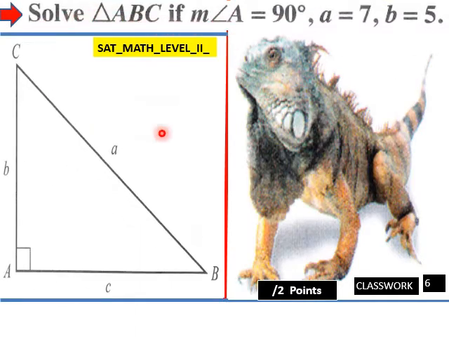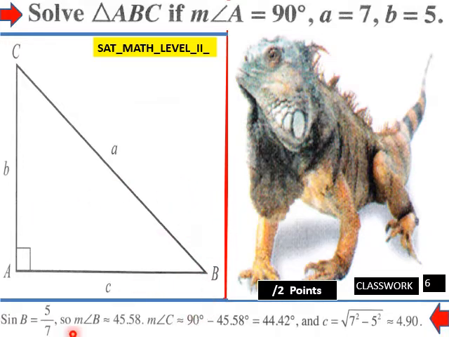Solving ABC, measure of A is 90, and A equals 7, B equals 5. We're back to that one again. So sine B over 7, so 45.58. We get 44.2. So again, this is another look at that same triangle, and just as a reminder, this is how you can do it in a quick manner. Time is of the essence on the level 2 SAT. It's only an hour for 50 questions, so it's good that you know your Pythagorean theorem for sure.